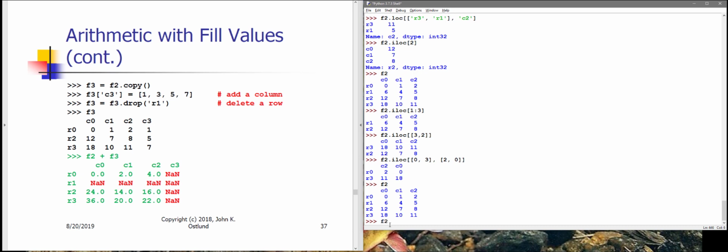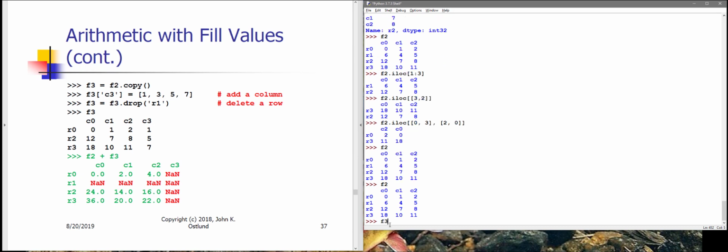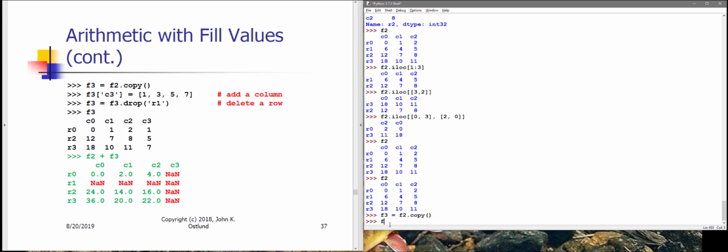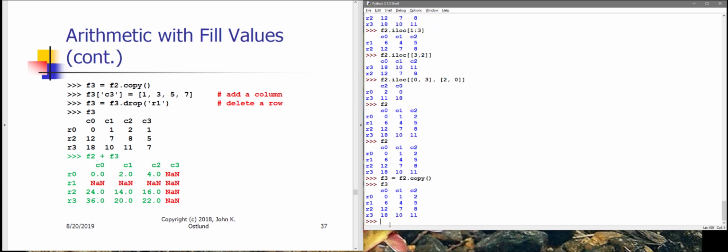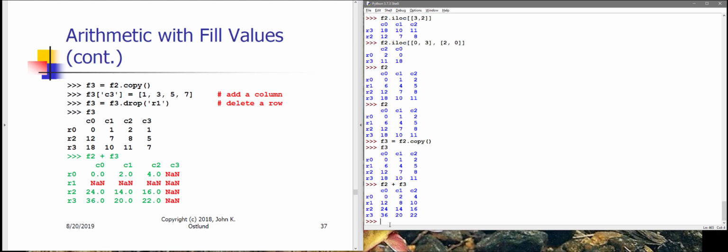All right, so here's F2. If I say F3 gets F2.copy, at this point, F2 and F3 are different objects, but they contain the same values. And so if I say something like F2 plus F3, I get back from that a data frame of the same shape, the same rows, the same columns, and the cells are all basically double because the two data frames are identical at this point.